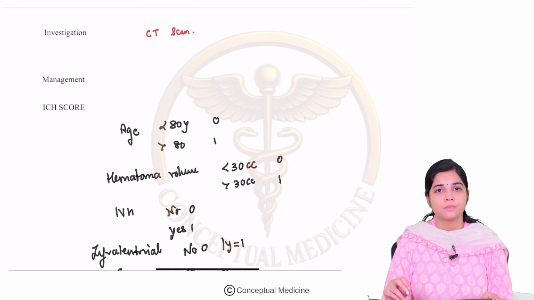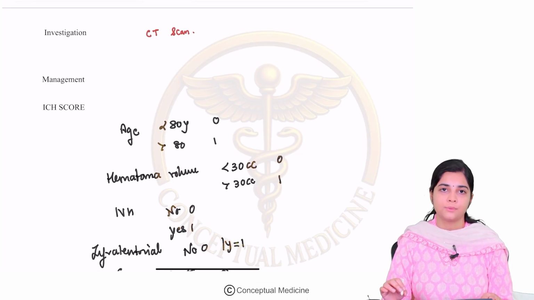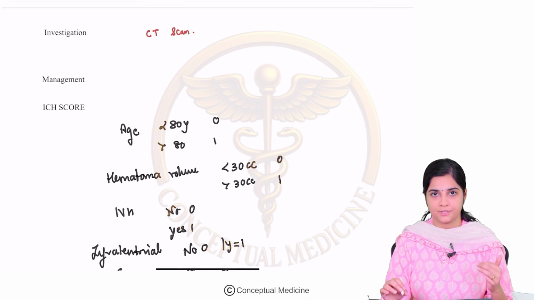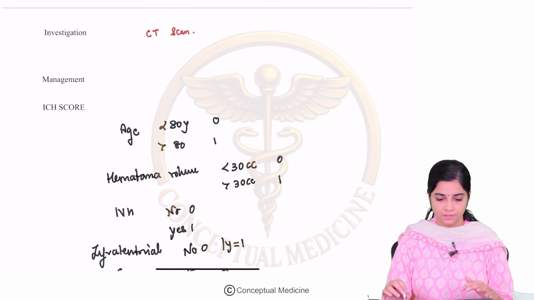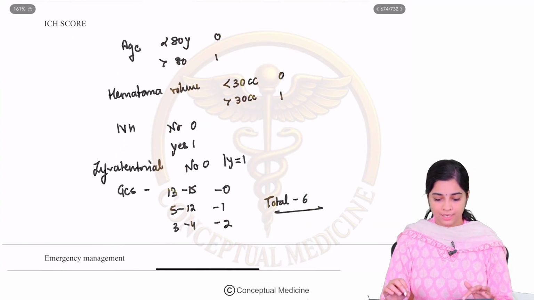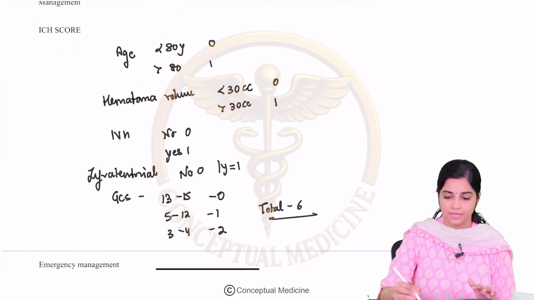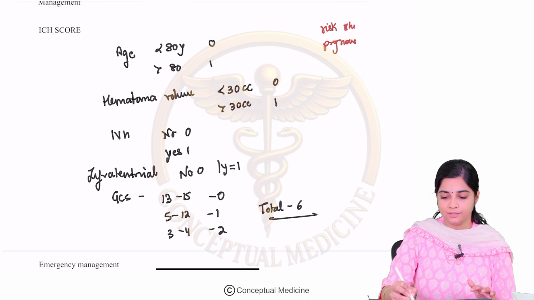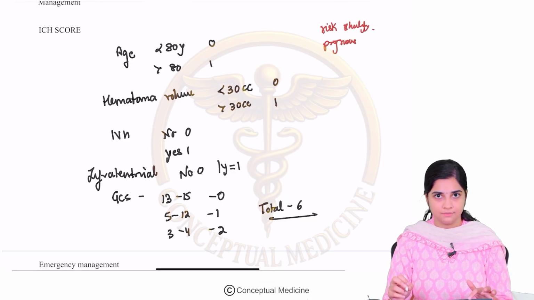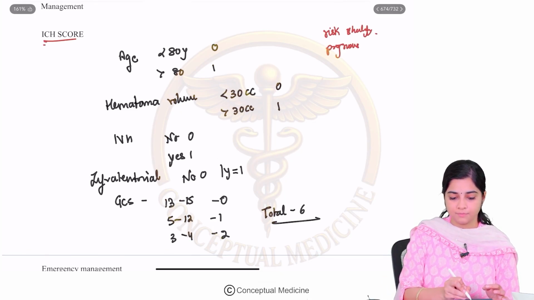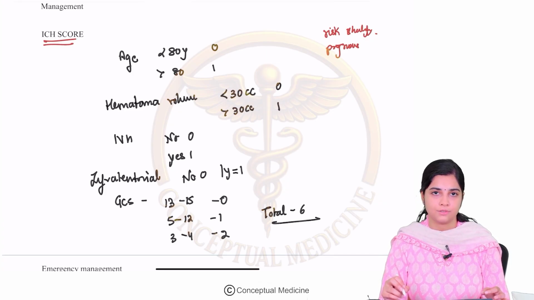So, whenever a patient presents to you with a stroke, I told you in your evaluation of stroke, especially your ischemic stroke also, the first step is to do a CT scan, rule out a hemorrhage. So, a CT scan is going to pick up the hemorrhage very well. Okay, fine. So, when you have to risk stratify a patient and identify the prognosis in a patient presenting with intracerebral hemorrhage, you use something called the ICH score.